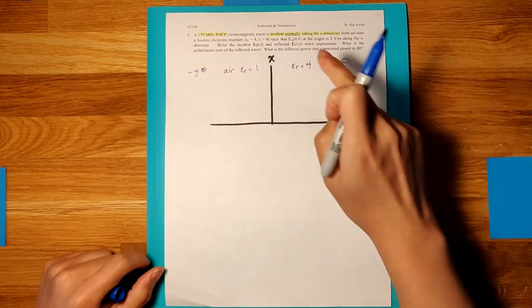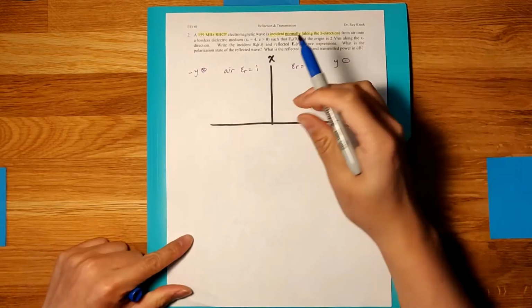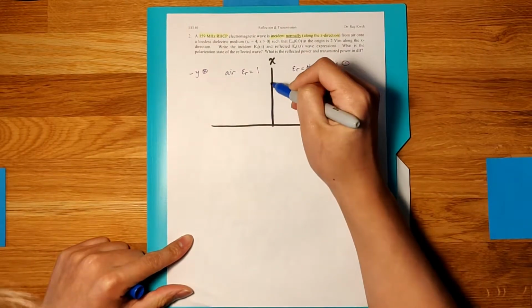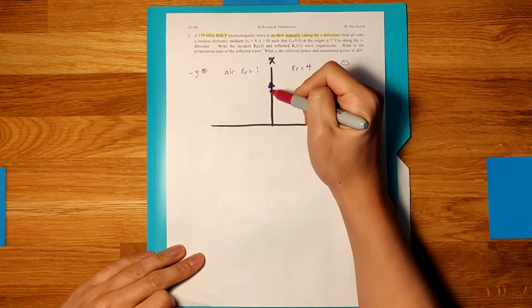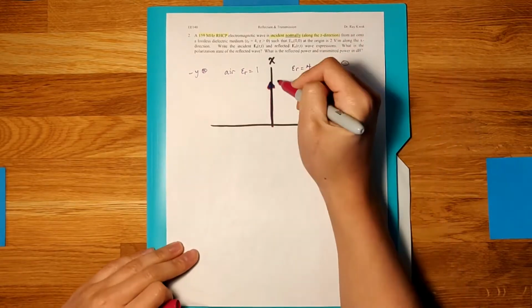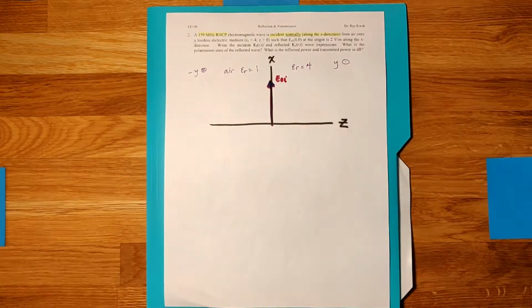Then it also states that E0 of I at the origin is 2 volts per meter along the x direction. So let's just draw that. That is not a good color. Let's see. So that would just be my E0 of I, which is 2 volts per meter.